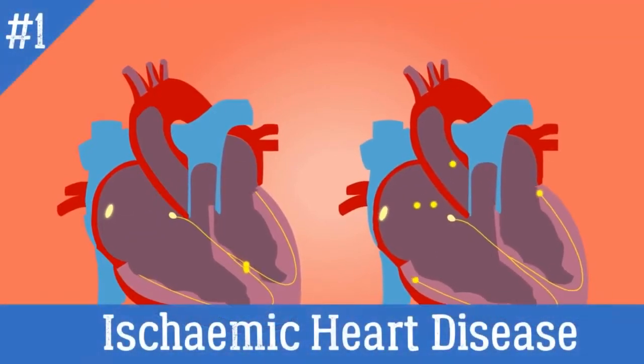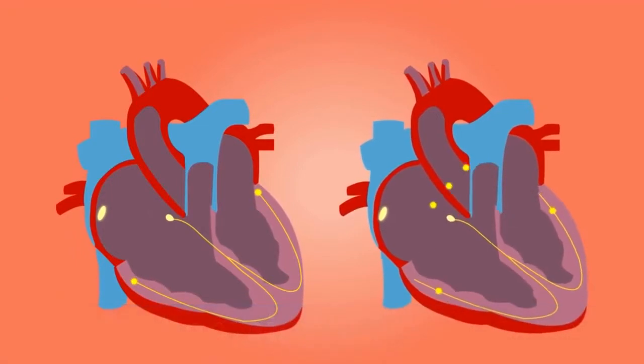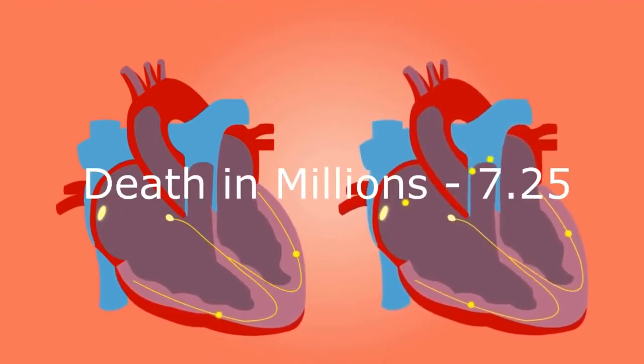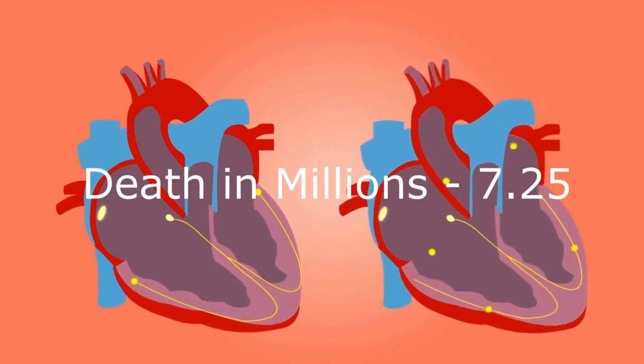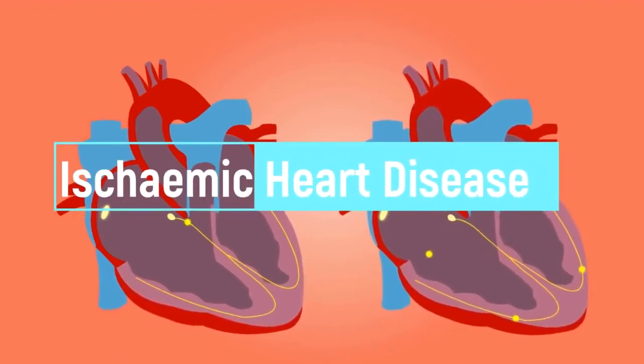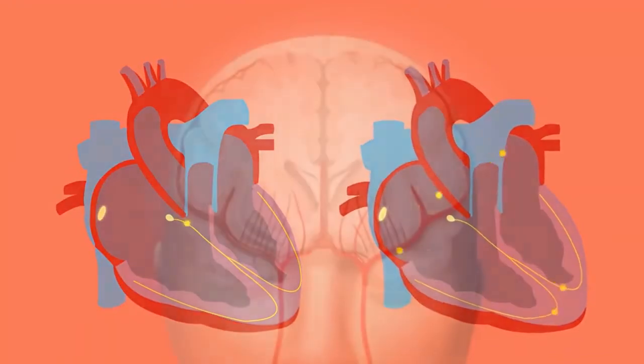Ischemic heart disease. Ischemic means that an organ, for example, the heart, is not getting enough blood and oxygen. Ischemic heart disease, also called coronary heart disease or coronary artery disease, is the term given to heart problems caused by narrowed heart, coronary, arteries that supply blood to the heart muscle.